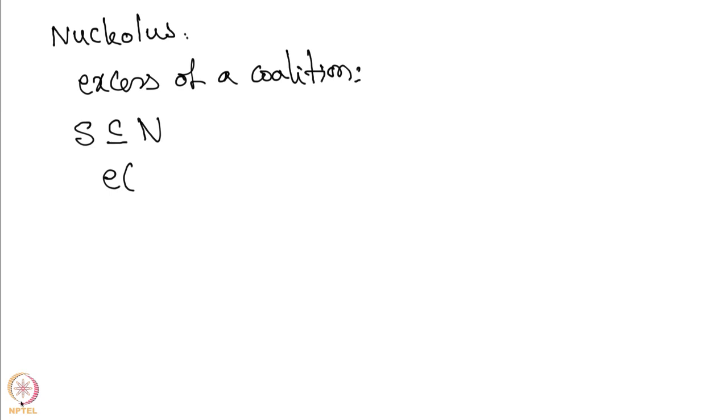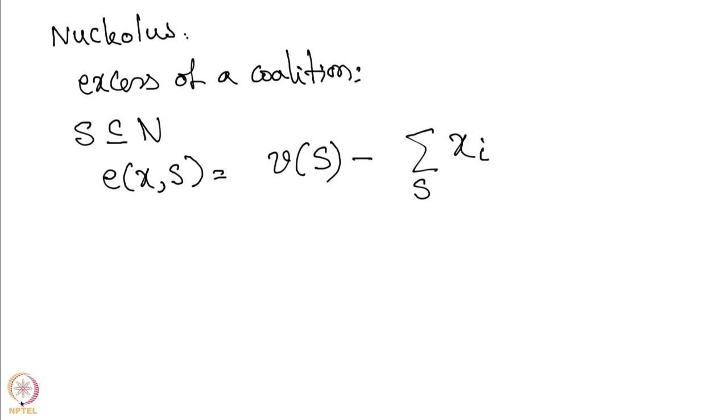The concept of the nucleolus depends on what is called the excess of a coalition. Let S be a coalition of N. The excess is defined as follows: e(x, S) is v(S), the worth of the coalition S, minus how much the people in the coalition S are allocated in this imputation x. Here x is an imputation. Recall, imputation was defined in the previous lectures. It is an allocation vector which is both individually rational and collectively rational. Of course, we are defining this for any subset S of N.